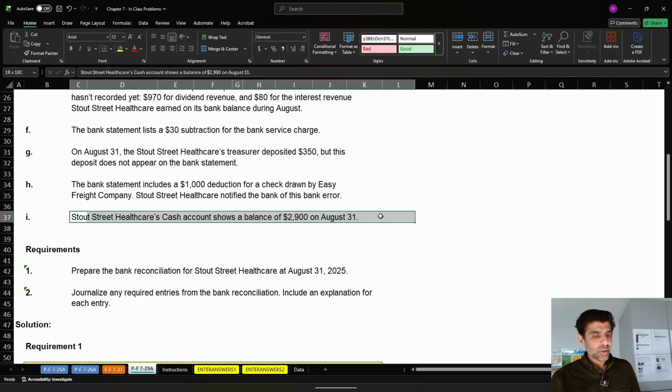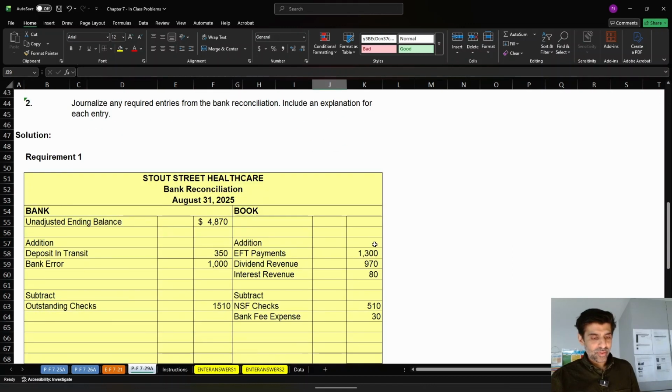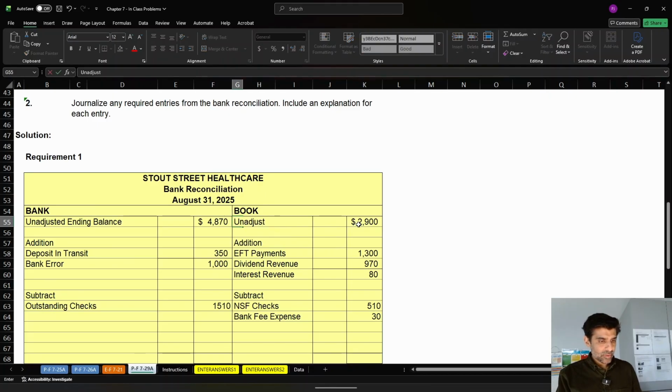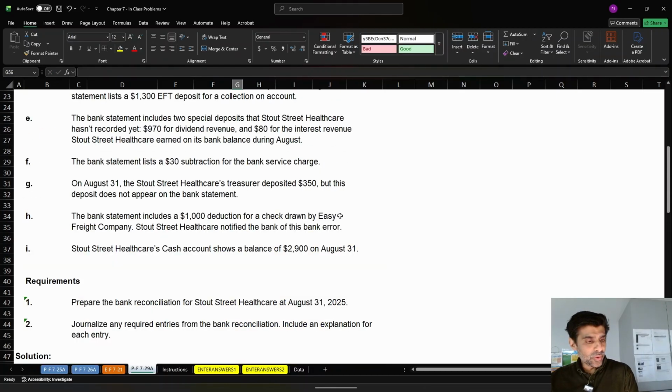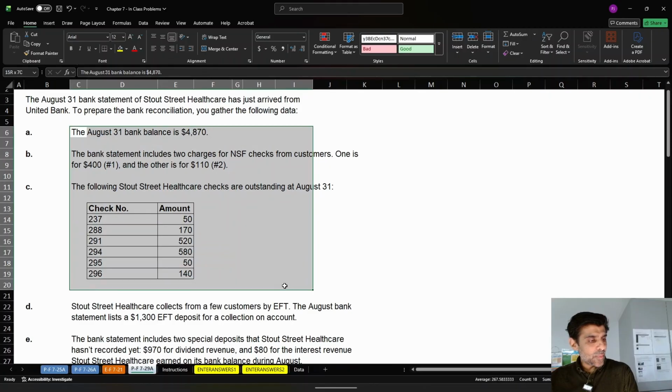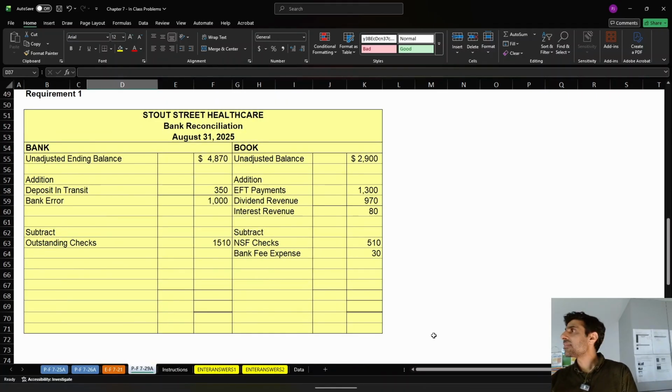Okay, and now it's telling me that my book balance is 2,900. So this is kind of the last missing piece here. We needed this piece, the unadjusted balance on the book side. Okay, so now we have everything. We've gone through and corrected from A through I. All of this information is now reflected in this reconciliation. Everyone agree? We went through everything? So now it's like the moment of truth. We've got to see if they're going to reconcile.